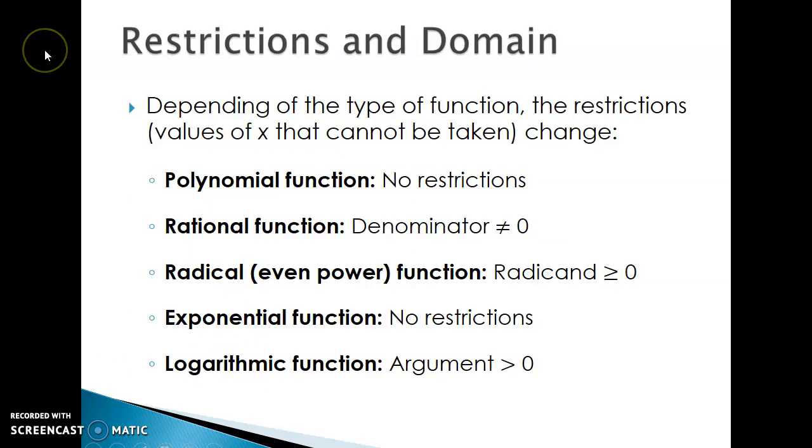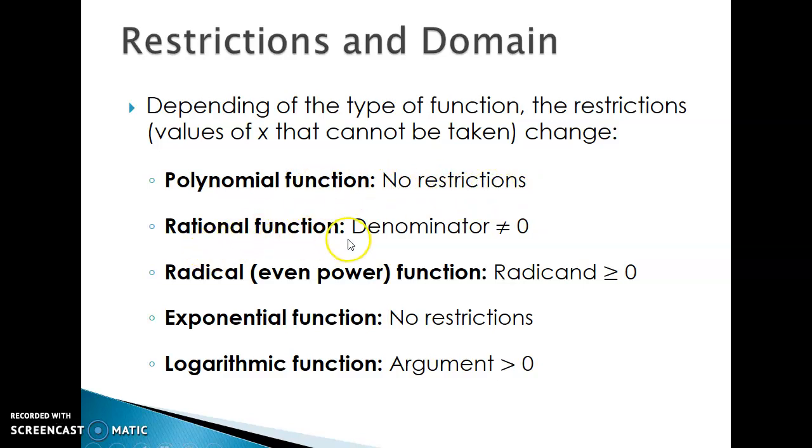For the first element, the domain, remember that depending on the type of function, the restrictions, that is, the set of values of x that cannot be taken, change. There are different types of functions that we're going to analyze, although for this first partial, we're only checking the second one, the rational function. The polynomial function: for the polynomial function, there are no restrictions. That means the domain will be all real numbers.